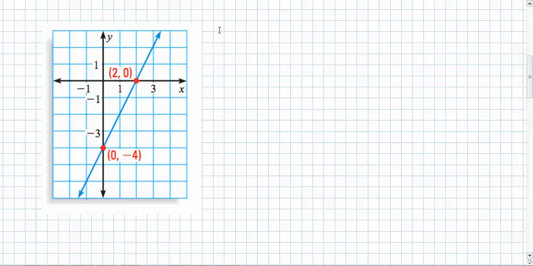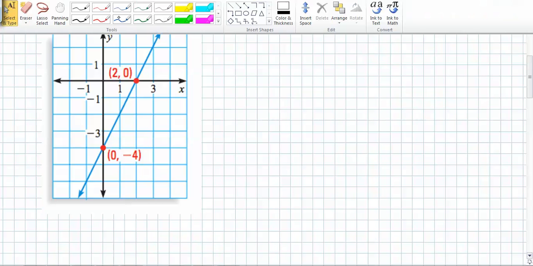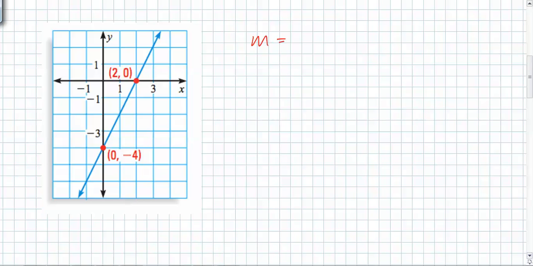You could start with a graph. In this case, you're looking for the slope and you're looking for the y-intercept. Once you have both of those things, you can write the equation in slope-intercept form. First, the y-intercept is actually already labeled. The point where it crosses the y-axis is 0, negative 4. So in this case, the b value is going to be negative 4. The y value, so b is equal to negative 4.